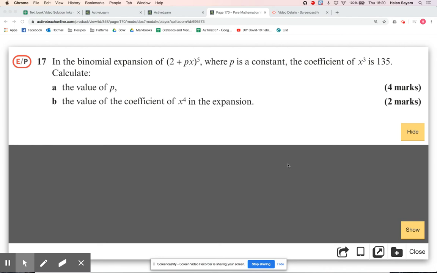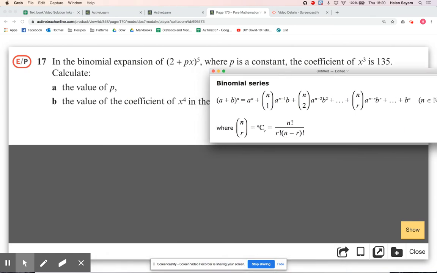Okay, so we're looking at mixed exercise 8 from the first year core textbooks. That's on binomial expansion. We're on question 17. So we've got some brackets to expand, and then we've just got this unknown coefficient of x. So let's get the binomial expansion formula up.